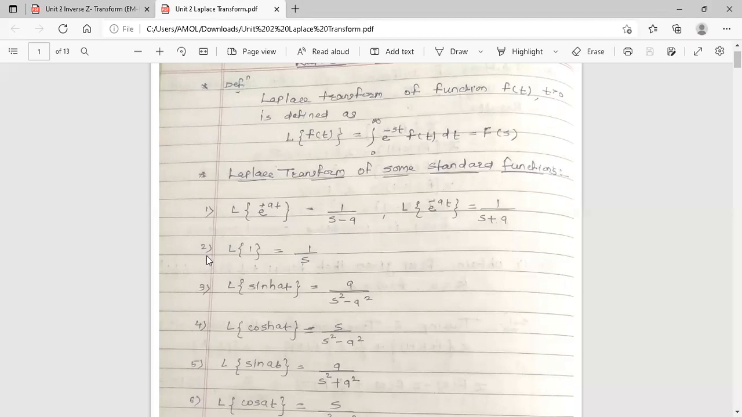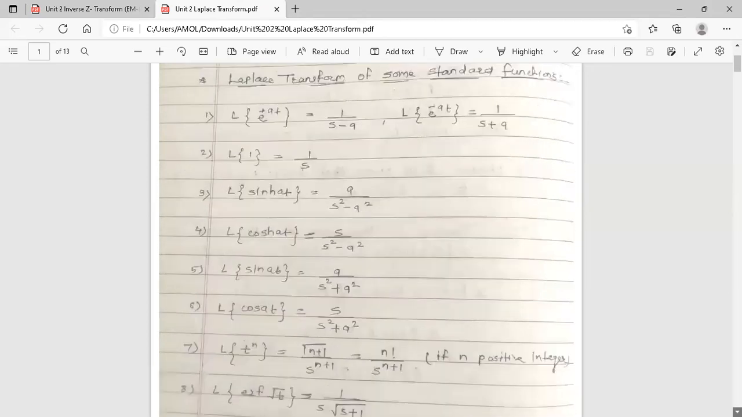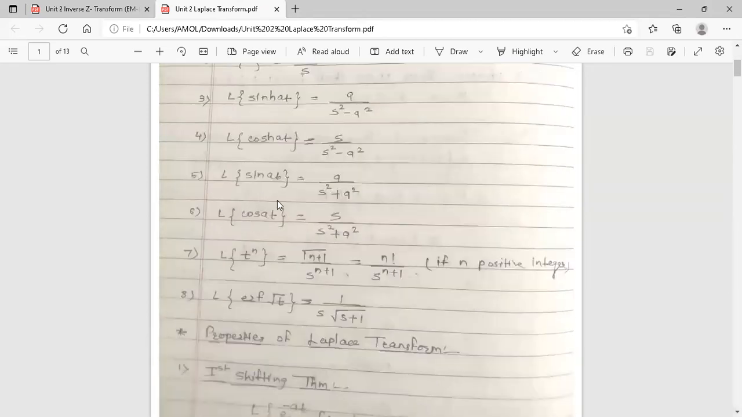Next, Laplace transform of 1 is equal to 1/s. Laplace transform of hyperbolic sine function, sinh(at), is a/(s² minus a²). Laplace transform of hyperbolic cosine function, cosh(at), is s/(s² minus a²). Laplace transform of trigonometric sine function, sin(at), is a/(s² plus a²). Then Laplace transform of trigonometric cosine function, cos(at), is s/(s² plus a²).